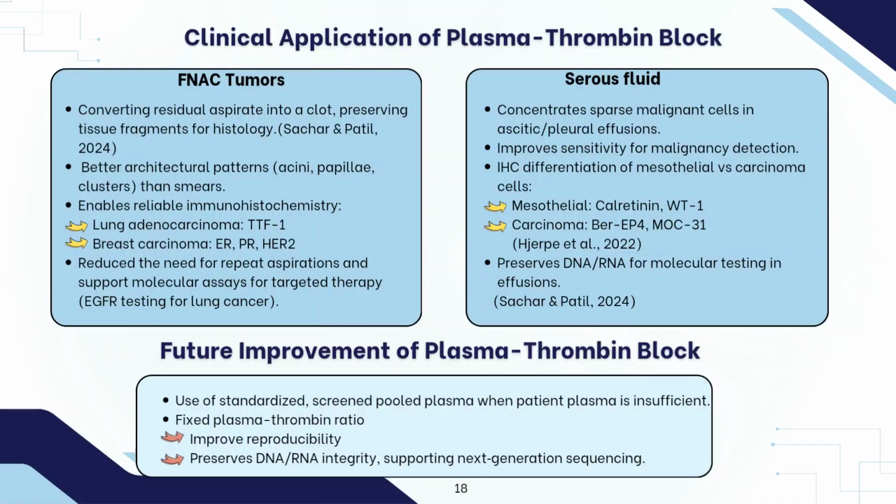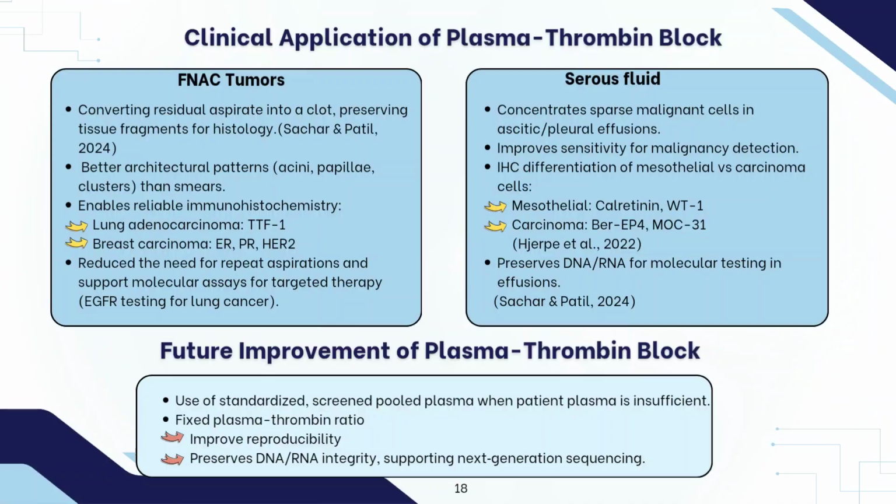Next, for serous fluids such as pleural or ascitic effusions, plasma thrombin blocks will concentrate the sparse malignant cells, making it easier to detect malignancy. It also improves the ability to differentiate between mesothelial cells and carcinoma cells using immunohistochemistry. This technique also preserves DNA and RNA, which is important for molecular testing in deficient samples.